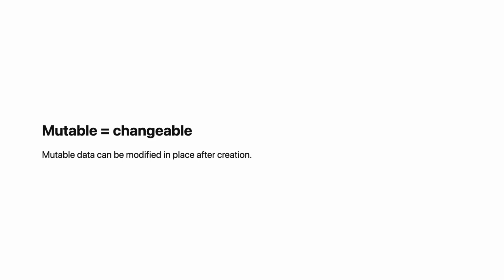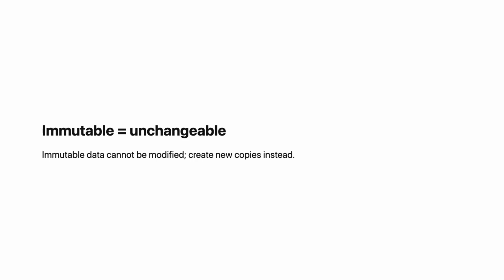Immutable means unchangeable. Immutable data cannot be modified after it is created. You create a string. You cannot change its characters. If you want a different string, you create a new one. The original remains as it was. You create an immutable list. You cannot add items to it. If you want more items, you create a new list with the additional items. The original list is untouched. Immutability is a constraint. Once data exists, it exists exactly as created, forever. No modifications, no surprises. If you want different data, you make a new copy with the changes. The old data remains unchanged.